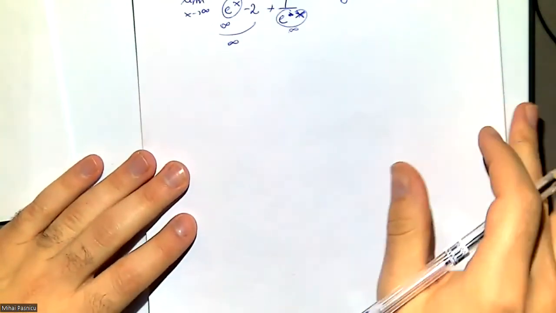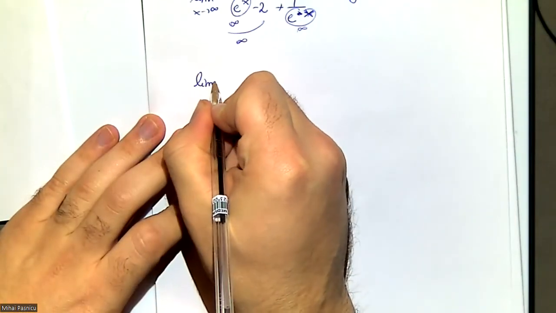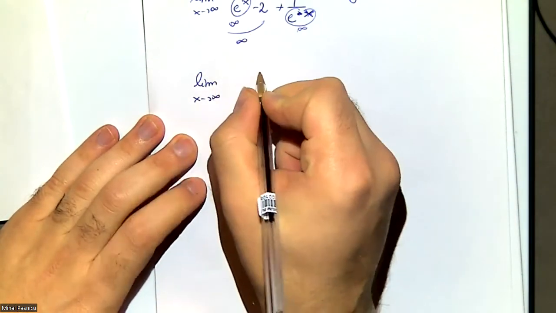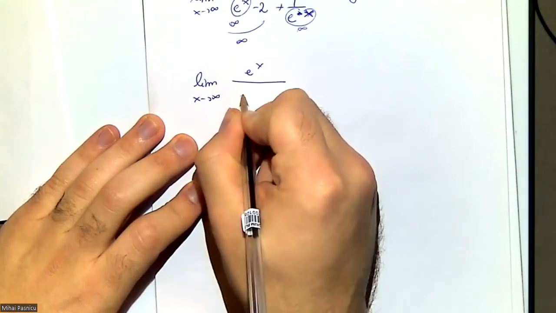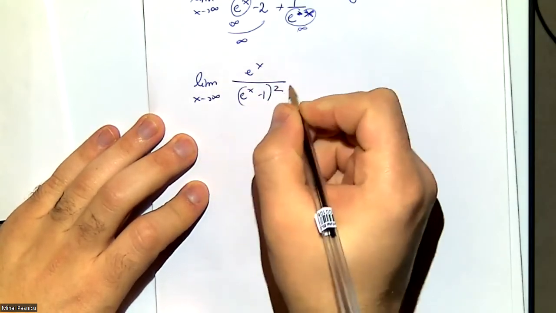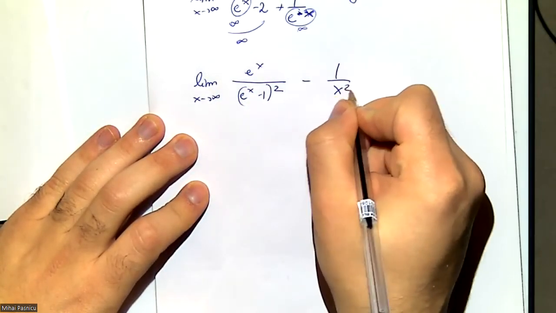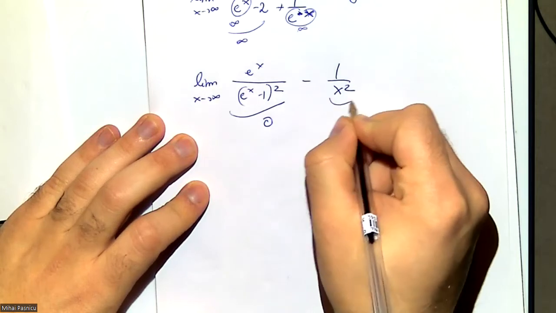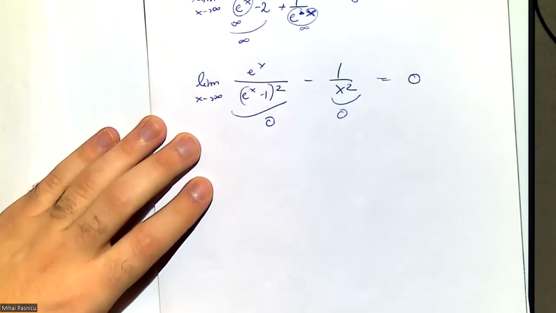Okay, so now we turn back to our initial computation, which was the limit as x goes to infinity of this (e^x minus 1) squared minus 1 over x squared. And I proved that this is 0. I know this is 0, so this is just 0.